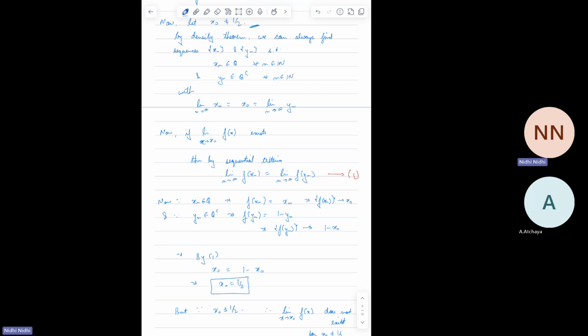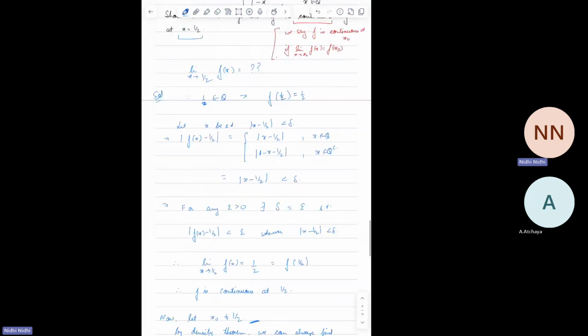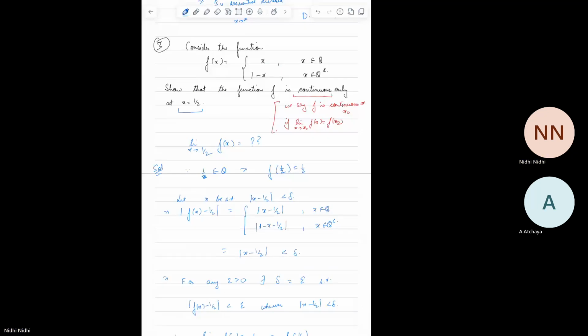Yeah, if you want to guess the point where the limit exists, this is basically where the rationals and irrationals are equal. Whenever we have a function of this form, suppose f(x) is equal to g(x) for rationals and h(x) for irrationals, the limit actually exists whenever g(x) is equal to h(x). In this case, this was whenever x is equal to 1 minus x, basically x equals 1 by 2.